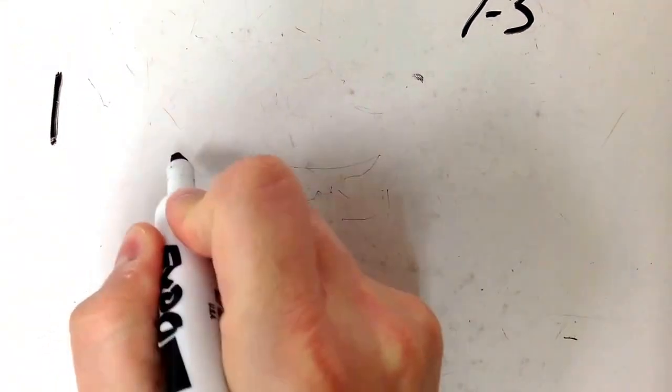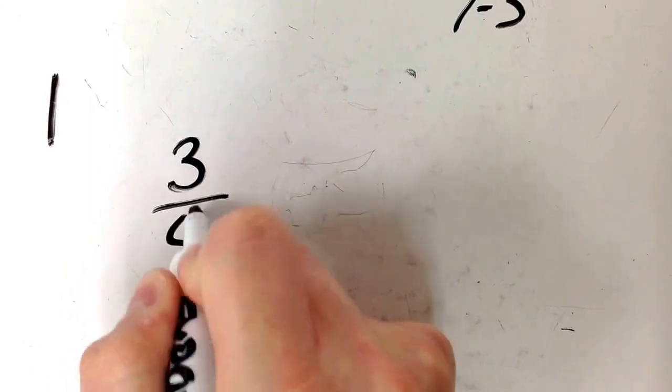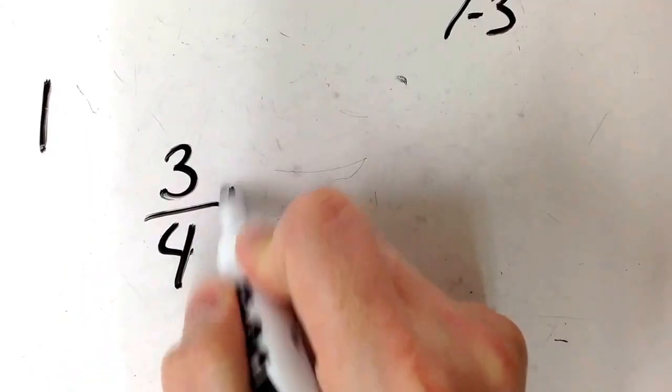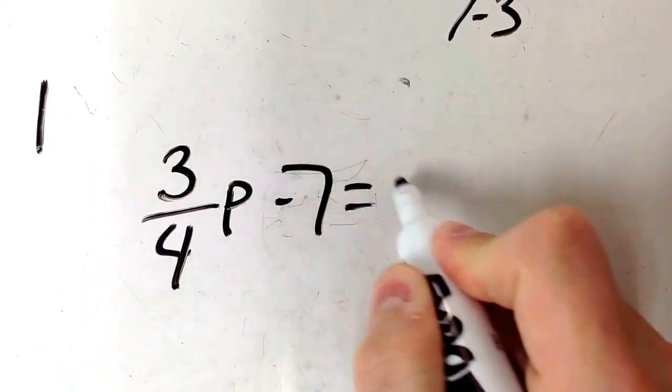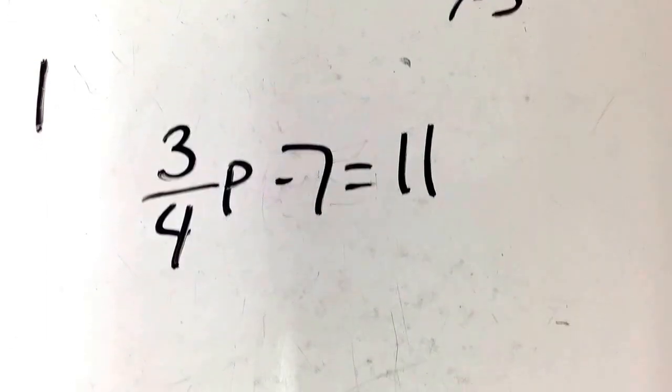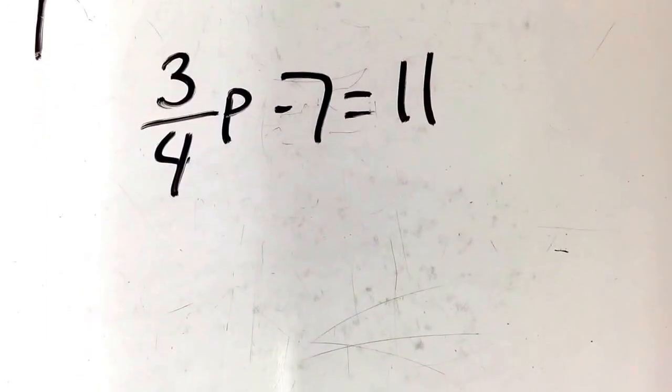However, something else that this lesson teaches us is we can have a shortcut to make life easier for us. So take a look at this problem. Three-fourths p minus 7 equals 11. Now, I can go ahead and solve it like I did before.